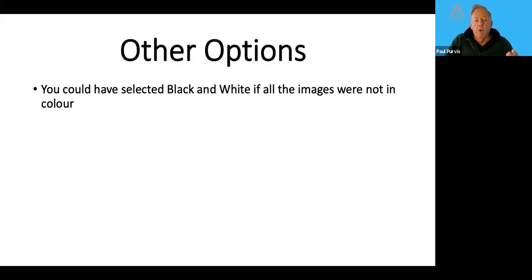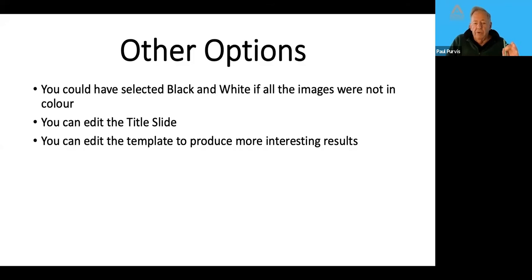Now, there's some other options you can get interested in. The black and white I mentioned is really good. If the pictures are poorly colored or faded badly, you select the option to do it in black and white. It's called grayscale, and the photos will turn out really well. You can edit that title slide, put any text on it you want to, put any background you want to. Frankly, I think the simpler the better. You can edit the template, that is the whole show, to make it more interesting. If you wanted to, you could put in different colors.